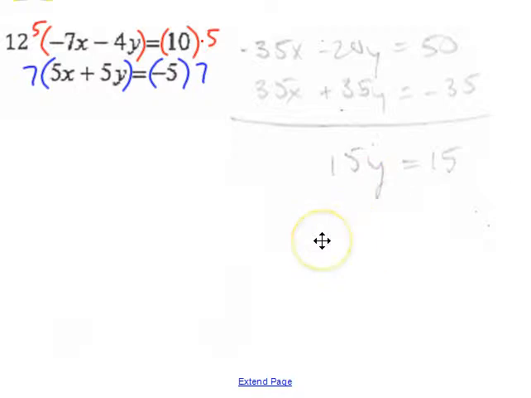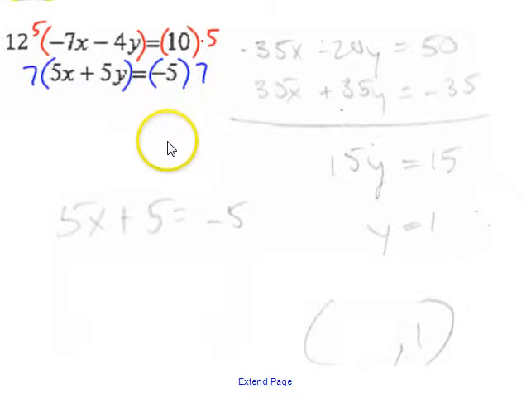Solve for y by dividing by 15. y turns out to be 1. Once again, I'm halfway to my answer. This time I've got the y, and I have to find the x. I plug this back into, well, once again, any of these equations. This time I chose to put 1 in here, into this one.